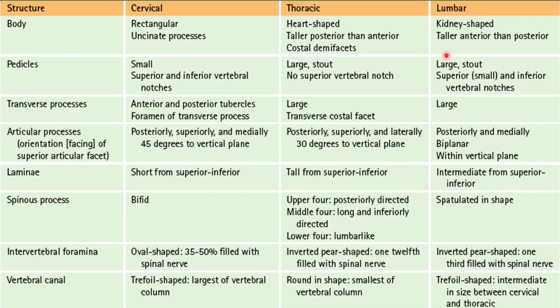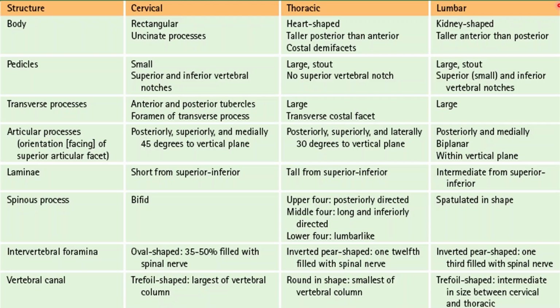Now, this table on this page is a table that would summarize pretty much every characteristic of all the vertebrae, including cervical, thoracic, and lumbar. Now, I will go through them individually, of course, but if you want to read it, there is some extra stuff here that I might not mention.